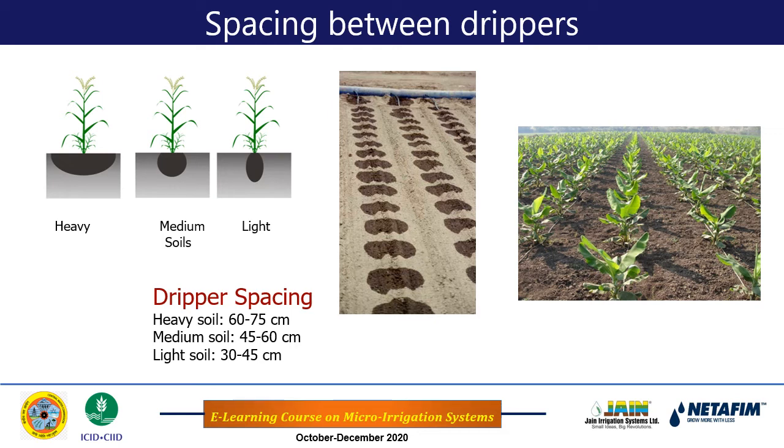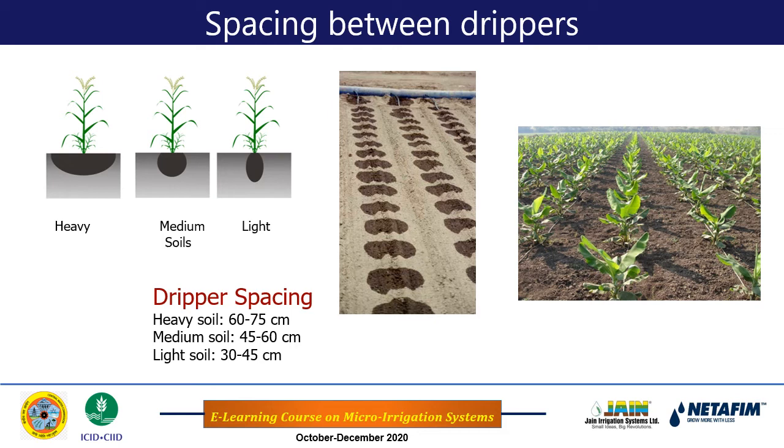So in that case, as there is less spacing, there will be more drippers than desired, and the water will be stagnated, and the stagnated water will move into the dry patches, and again which is not advisable actually. Okay, so therefore this dripper spacing is very important, and this dripper spacing needs to be followed properly.